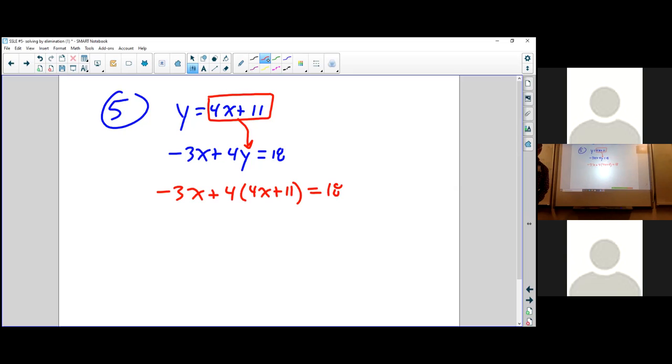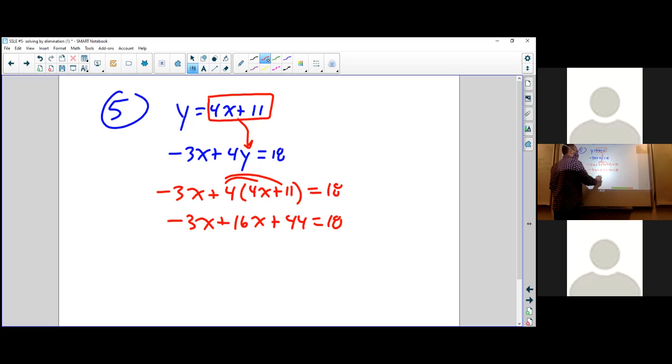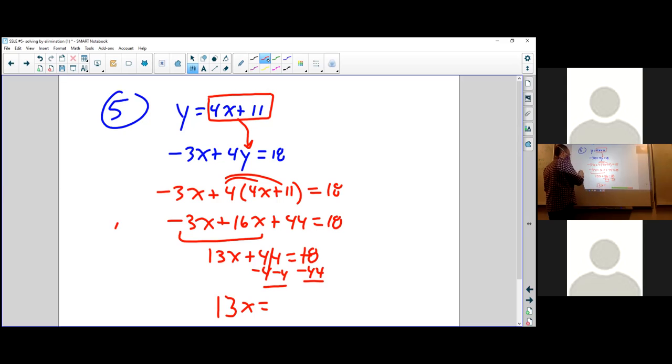Is that okay so far? Good. Distribute over the parentheses. And these are like terms, so I'm going to go ahead and combine those first. That's an 18. Subtract 44. So 13x is equal to, what is 44 minus 18? It'll be negative, I know that. And that's going to be 36. Cool.